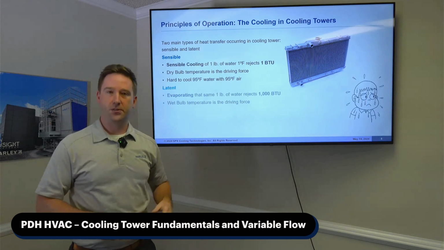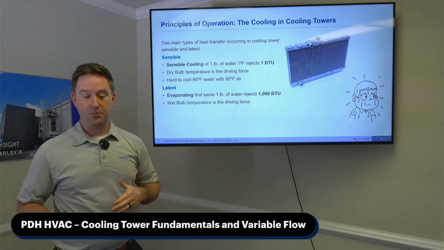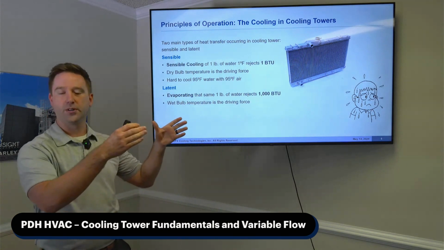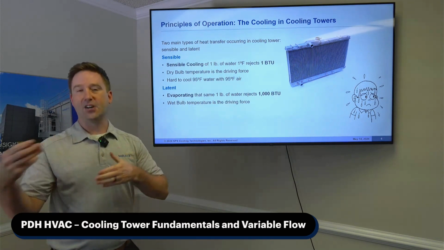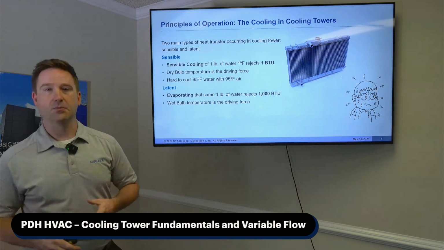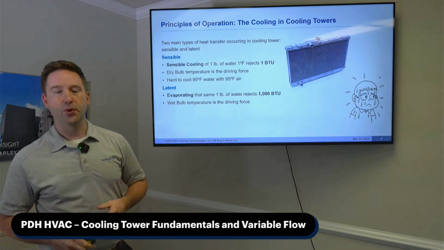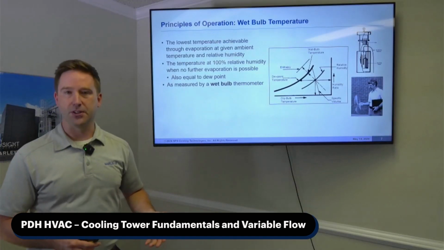And take that in contrast with the next type, latent cooling. So this is going to be an evaporative type of cooling. And so if you take that same 1 pound of water and instead of just cooling at 1 degree, you actually evaporate it, you're going to be removing 1,000 BTUs. So it's much more efficient from a cooling standpoint. Driven by the wet bulb temperature instead of the dry bulb.